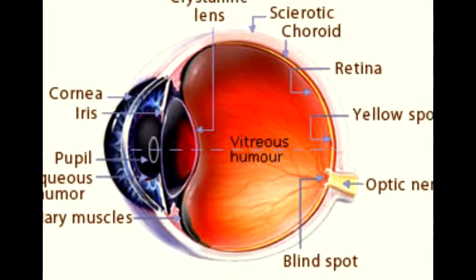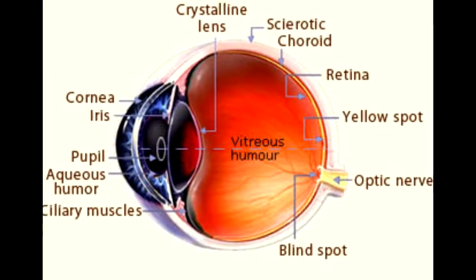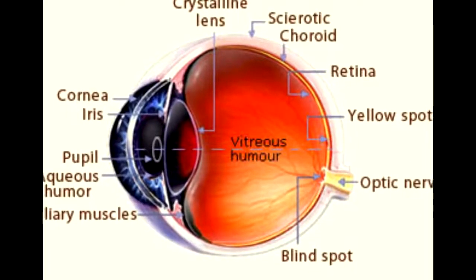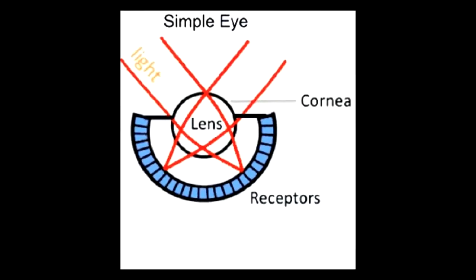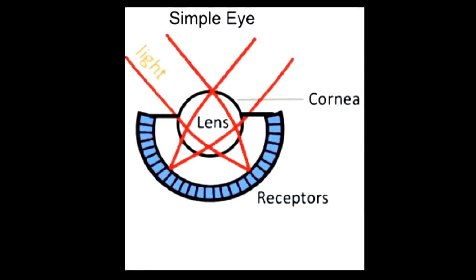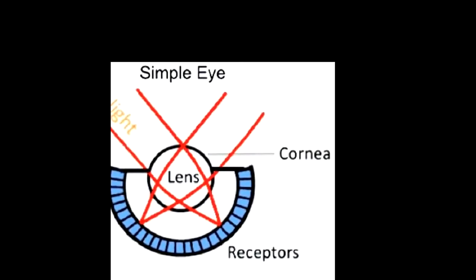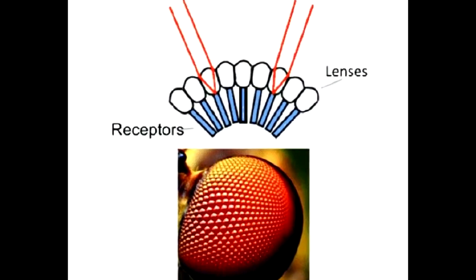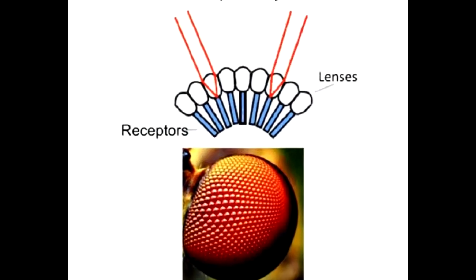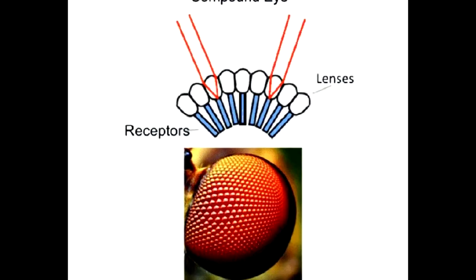You remember we said that refraction of light is the bending of light rays. So as light enters our eye, it has to bend in one way or another. Since our eye has only one lens, we can also say that we have simple eyes, unlike the insects with compound eyes, because they have a number of lenses in their eyes.